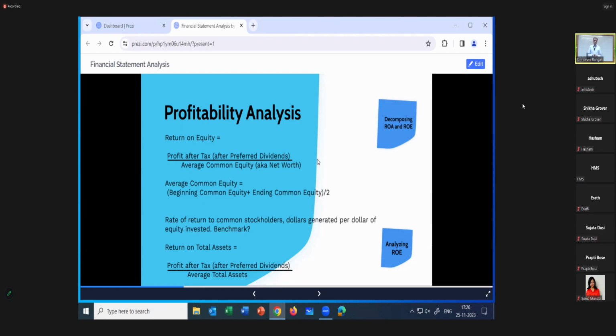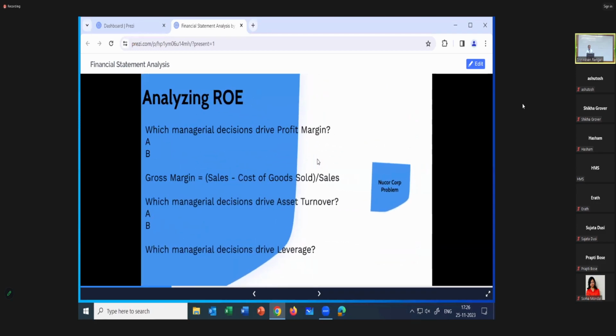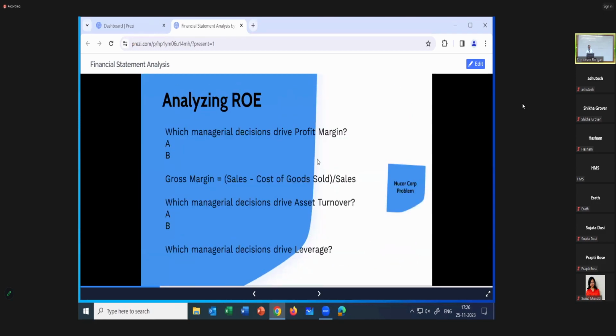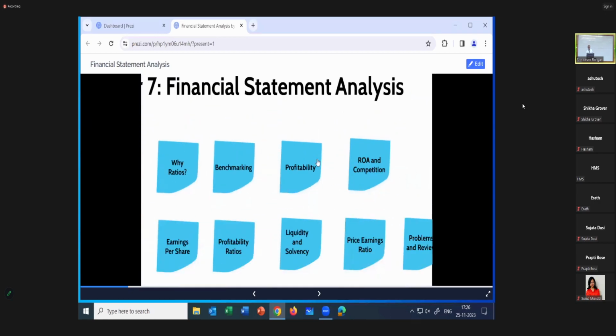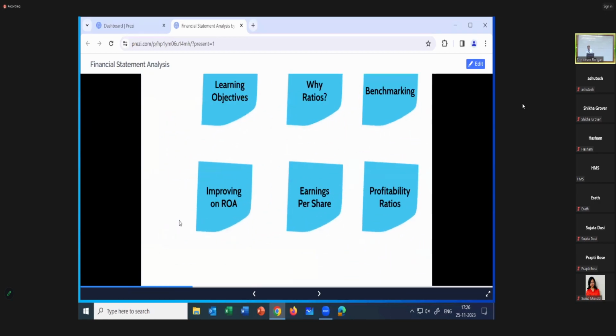Now there's a third ratio, which I'll get to in a second, and that's the part I covered very quickly. So give me a second. So all this is done, improving on ROE.